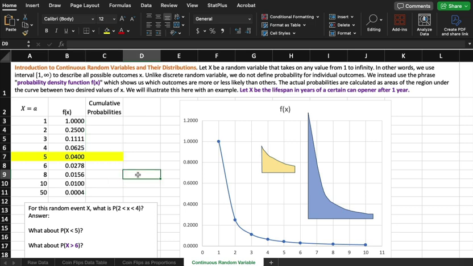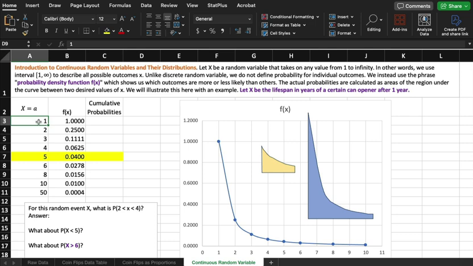We're going to illustrate this concept of a continuous random variable with an example. Let capital X represent the lifespan in years of a certain can opener after 1 year. So this is just can openers that have already lasted for 1 year. We've eliminated the ones that broke within the first year. The population is can openers that have already made it to their 1 year point, and what is their total lifespan going to be after that point.